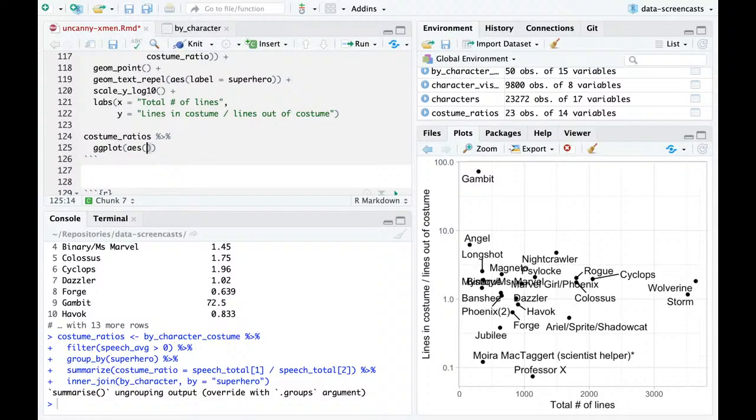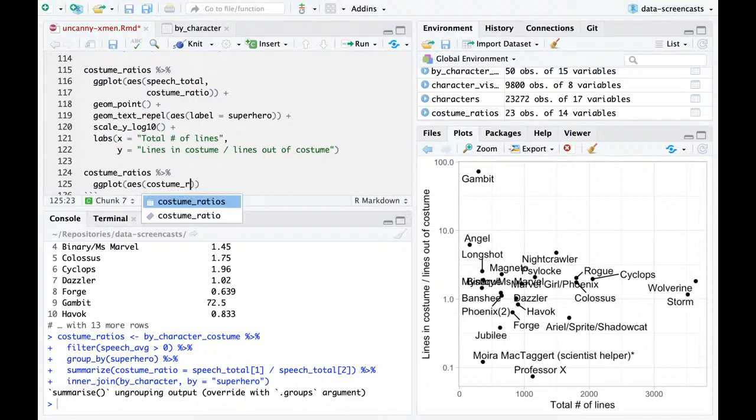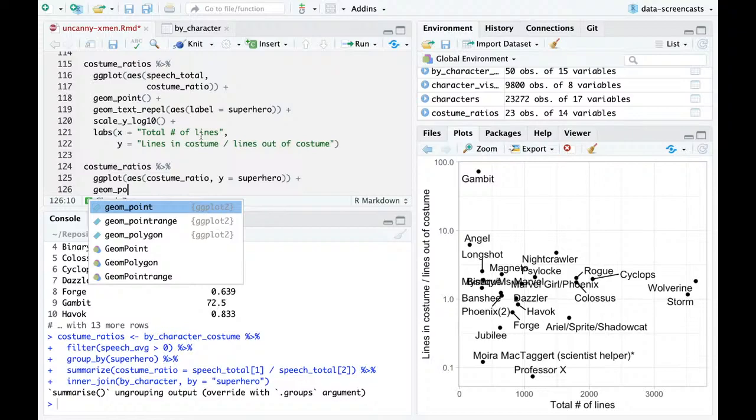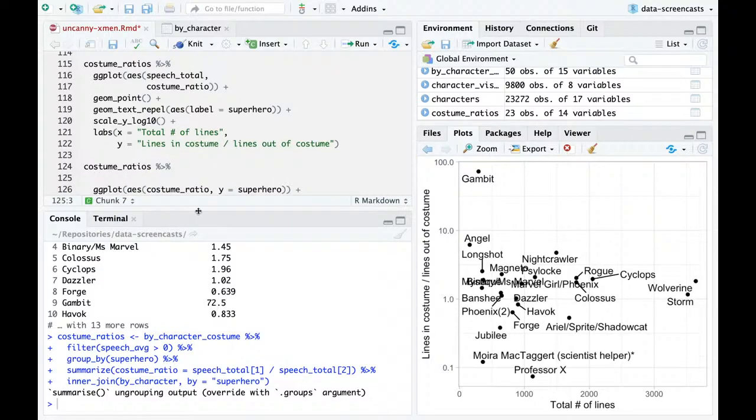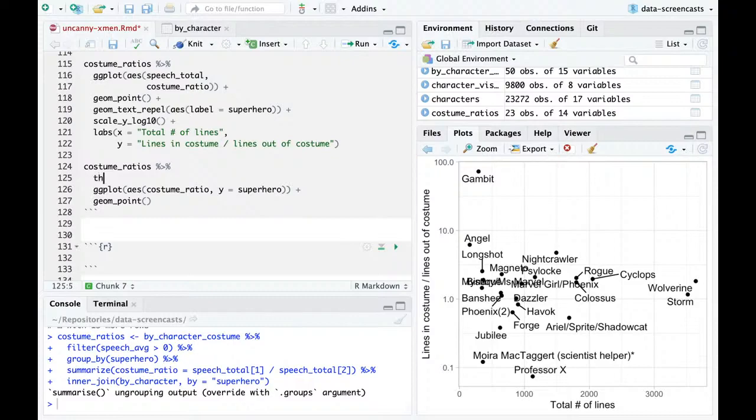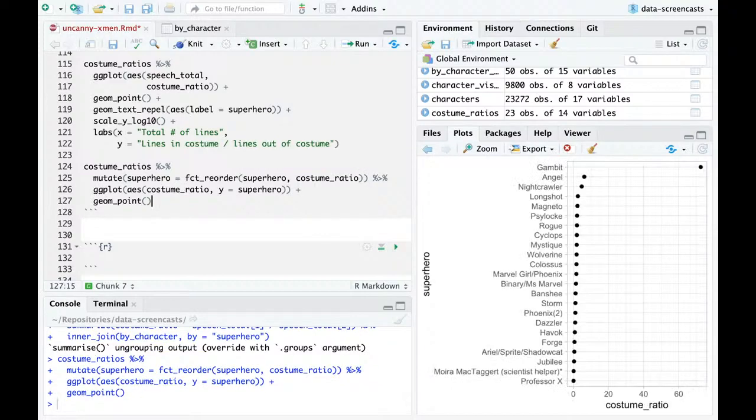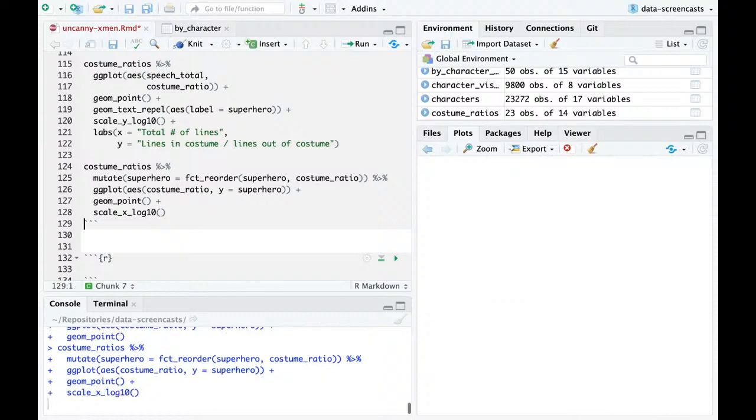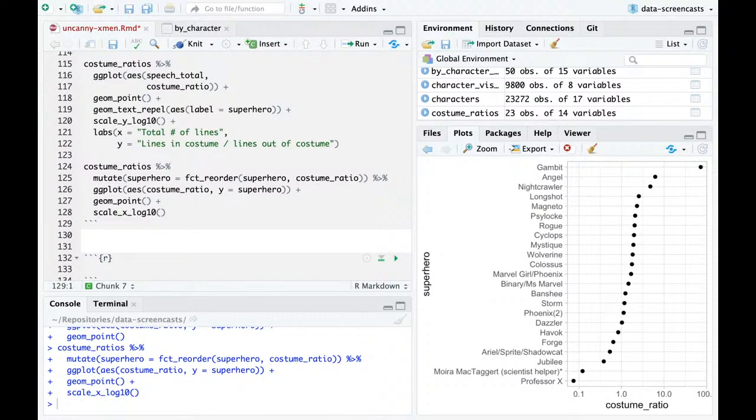Another visualization that I can make is to put the thing I'm interested in, the costume ratio, on the x-axis, the superhero on the y-axis, and geom point. Here we go. And while I'm at it, I know that I'm going to want superhero as fct_reorder of superhero by costume ratio. I just know that I want to order this. I also now remember that I need to put this on a log scale. Yes. So this shows us the ordering.